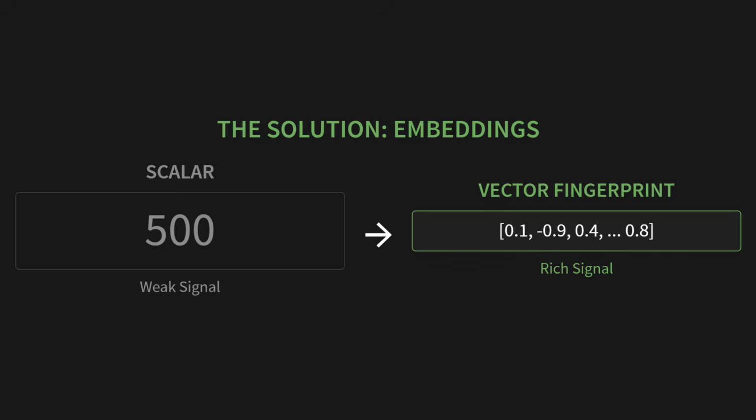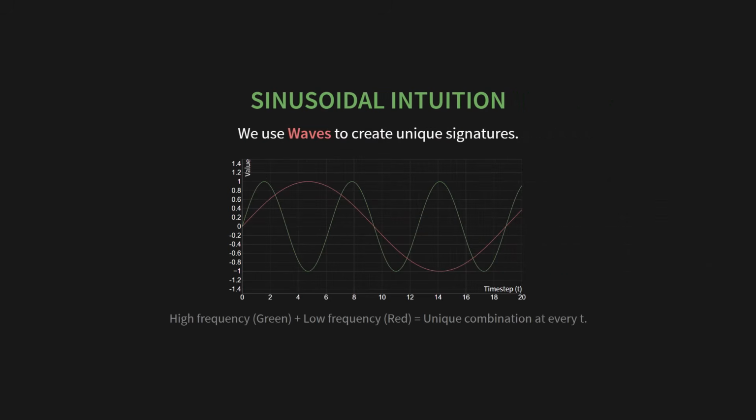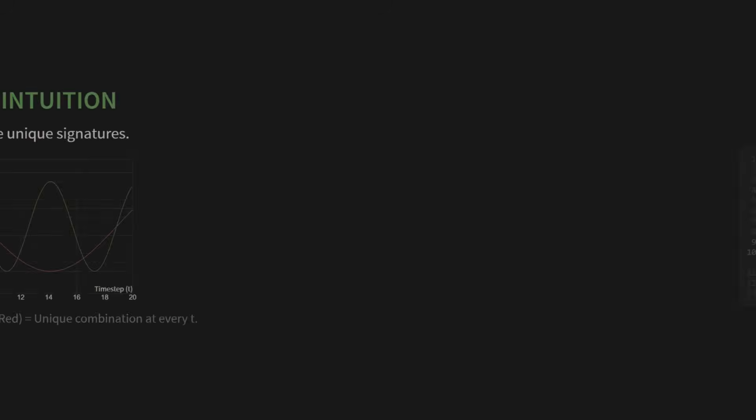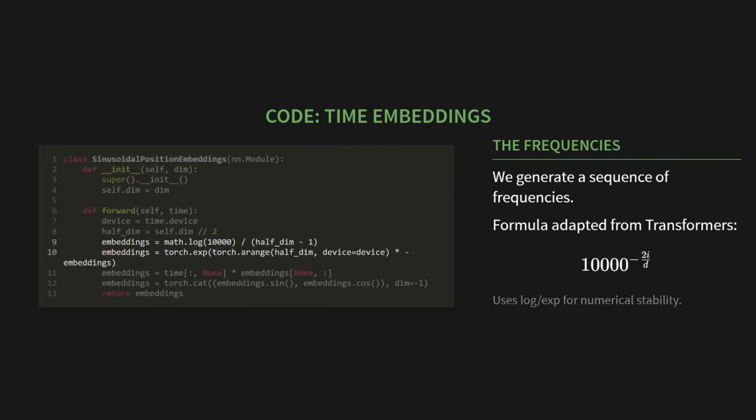So how do we create this unique fingerprint? Well, the intuition is actually pretty cool. We use waves. Think about it. If you combine a high-frequency wave, like the green one here, with a low-frequency wave, like the red one, you get a completely unique combination of values at every single point in time. It's a signature. Let's look at the code that does this. This is the sinusoidal position embeddings module. The key part is how we generate the different frequencies. We use a formula that was adapted from the original transformer paper.